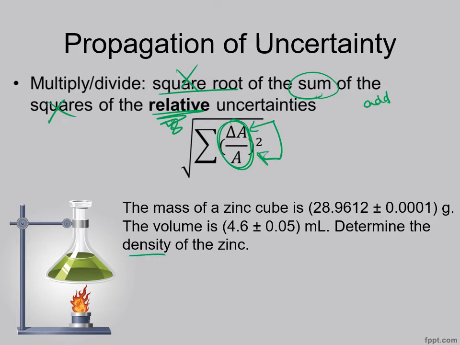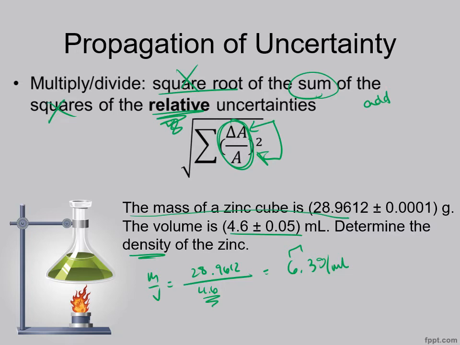So if I want to find the density of zinc, density is mass over volume. In this problem, the mass is 28.9612 divided by 4.6. And then we do that division, 28.9612 divided by 4.6 gives us 6.3 lots of digits. I'm only going to keep 2 sig figs because I only have 2 sig figs in my volume. So 1, 2, and my final answer, grams over milliliters, is our density.